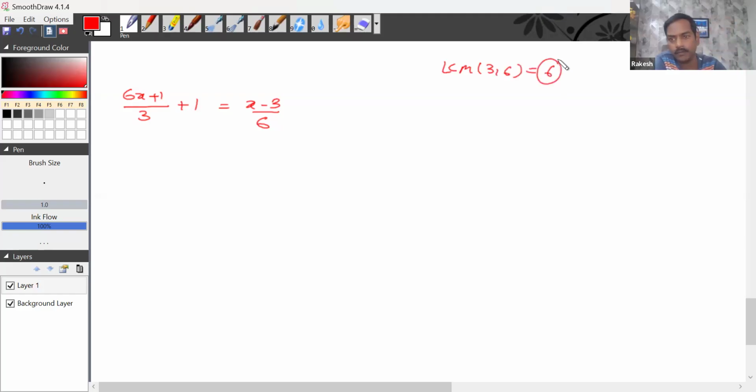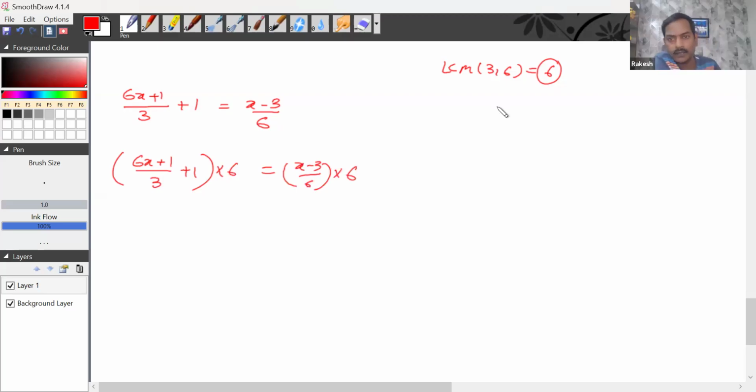If you have gone through the previous videos on LCM and HCF, the basic multiples and factors video, you'll be getting this. I want both sides to have 6 so that I can get rid of the terms in the denominator. So what I can do here is multiply both sides by 6. So (6x plus 1) divided by 3 plus 1 needs to be multiplied by 6, and here also (x minus 3) divided by 6 needs to be multiplied by 6.